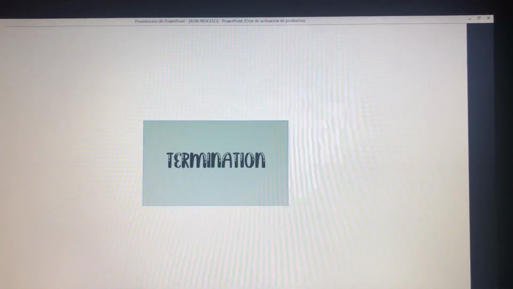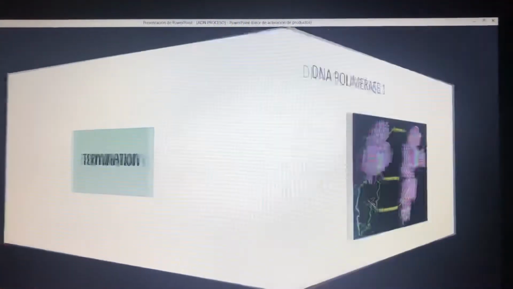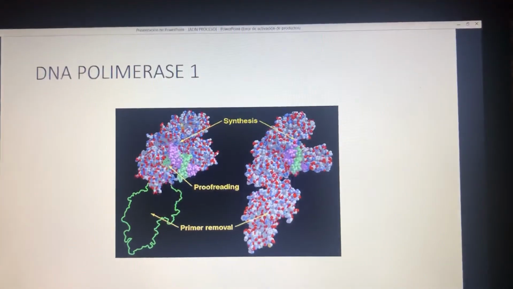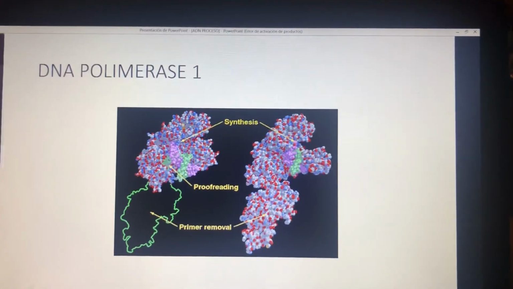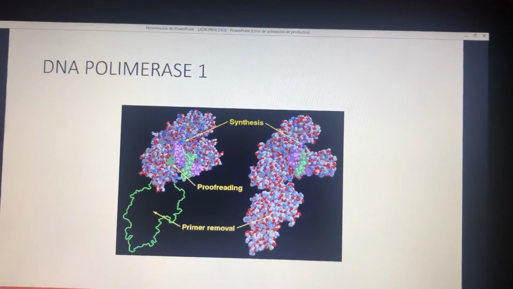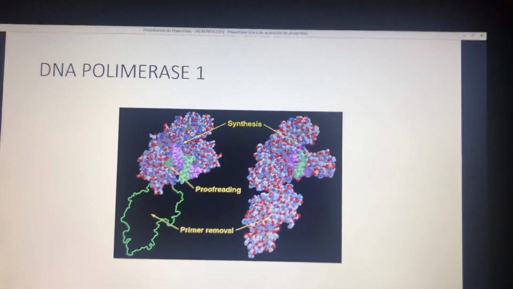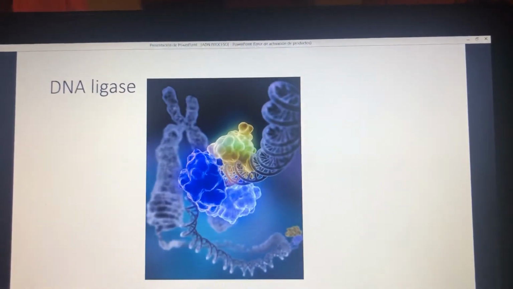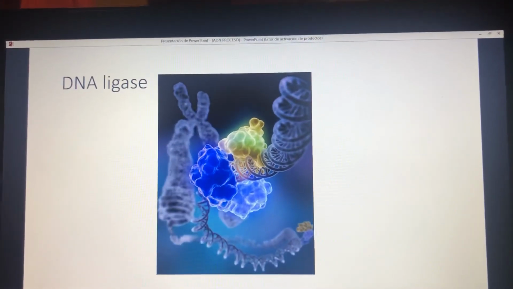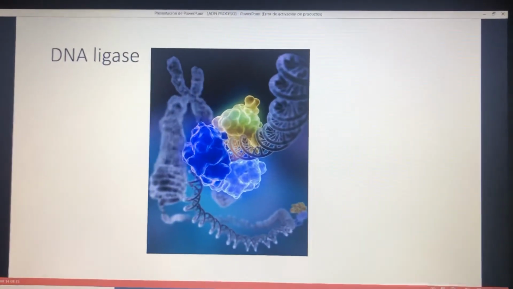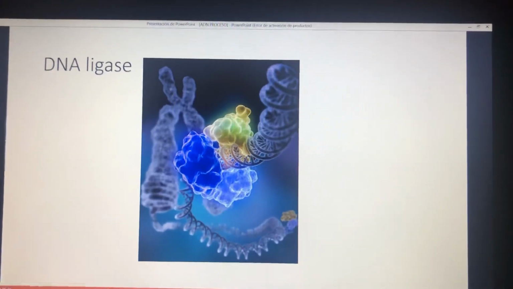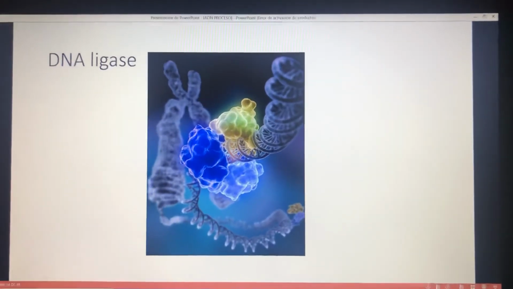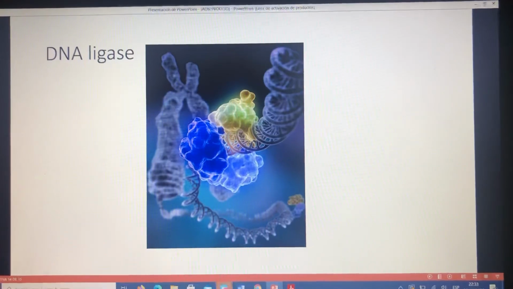Third phase, termination. DNA polymerase I. Once the strand is made, we need polymerase I to remove the primer and fill in the gaps. DNA ligase. The union of the Okazaki fragments requires an enzyme to catalyze and seal the gaps. This enzyme is DNA ligase.